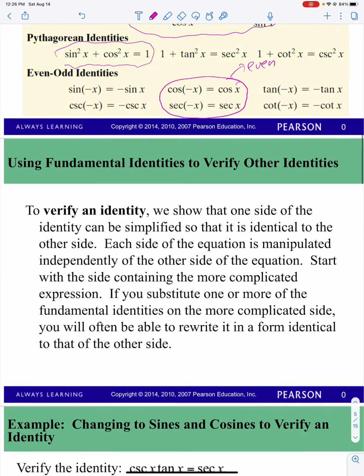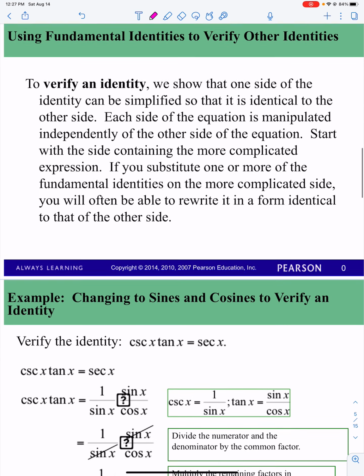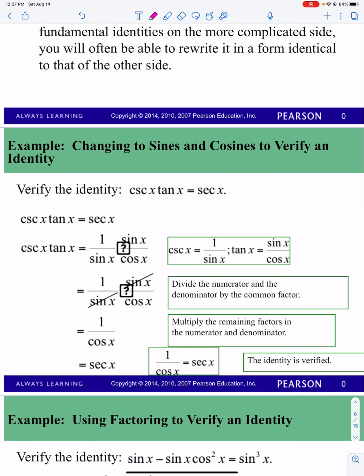Okay. So how could you verify an identity? We want one side of the identity to be simplified so that it is identical to the other side. It does not mean that you have to solve one side and make it equal to the other side. You can simplify both sides, and if both sides happen to equal the same thing, then you also verify it. Okay, so these are the verified identities. Now let's look at some examples.